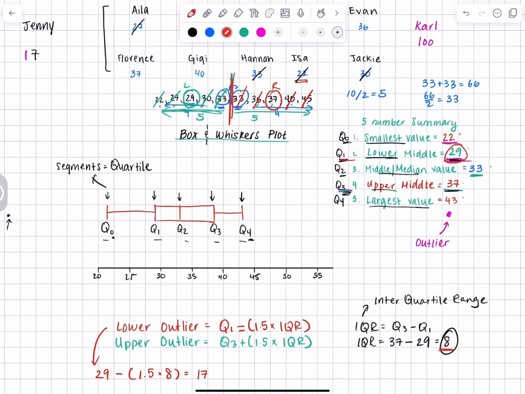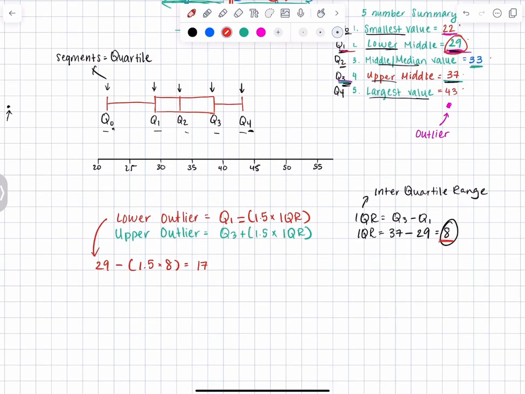So if Jenny had 17 pieces of candy, then she would be part of the data as a line. So it would have been a line at 17, somewhere around here. We would have just drawn a line from here if she had 17 pieces of candy, but she just has 7 pieces of candy, so she would be an outlier. If she had 16, she would still be an outlier because 16 is less than 17. So 17 is included.